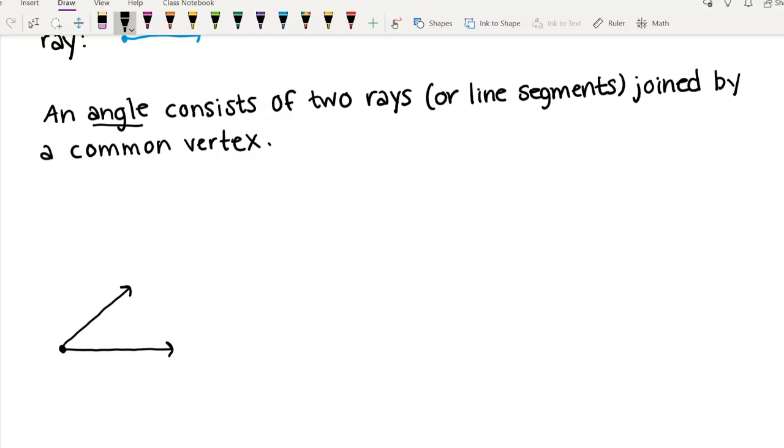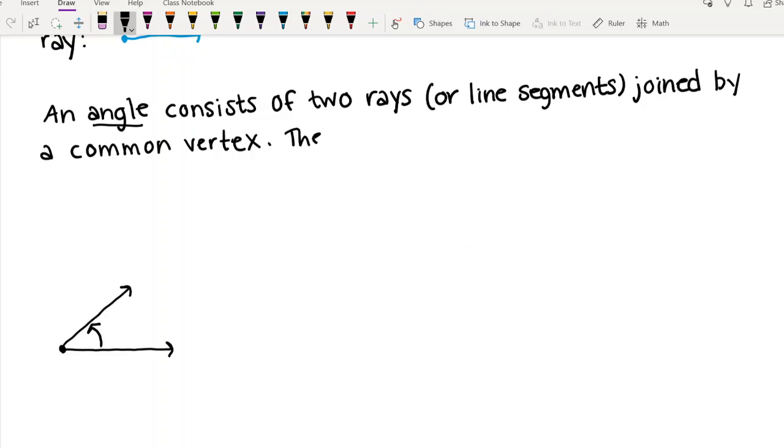So the measurement of this angle is basically the amount of rotation it takes to go from one of these rays to the other ray. So kind of picture that like you have a book and you're opening it up, right? Like the amount that you're opening up that book is the measurement of the angle. So I'm going to draw a little arrow here. That would be the measurement of your angle.